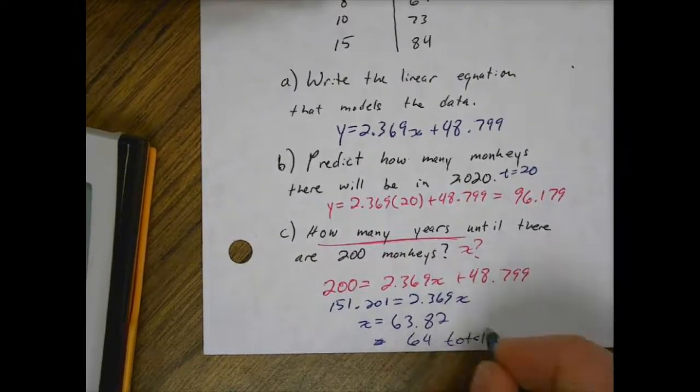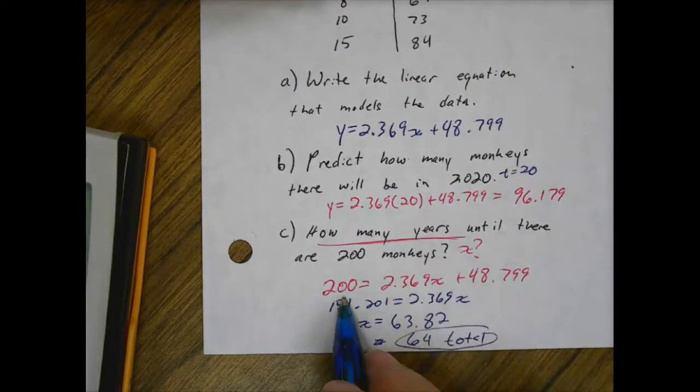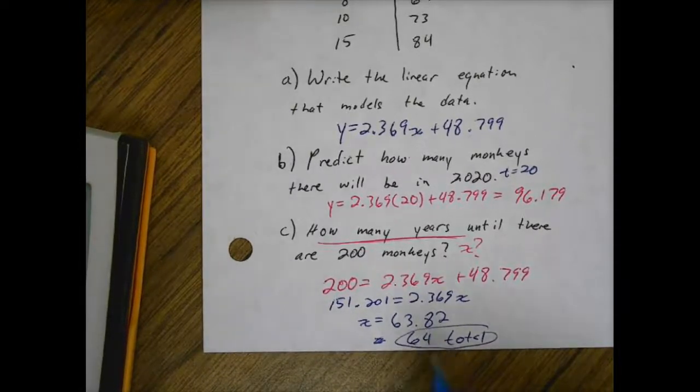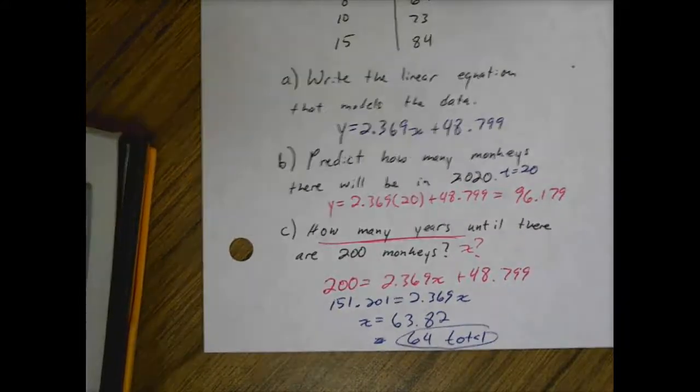Because it doesn't hit that 200 until part way through the 63rd year. So 64 total years, or if it's just asking how many years, you can say 63.82.